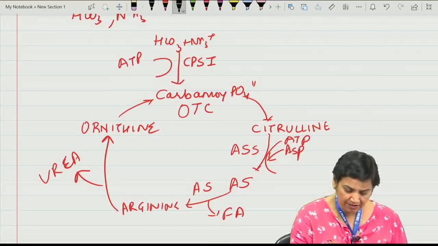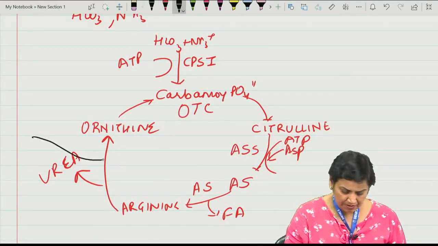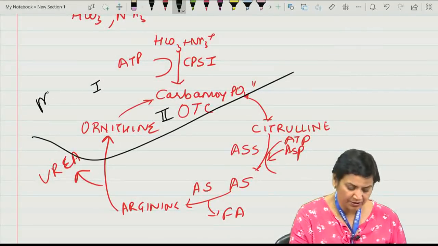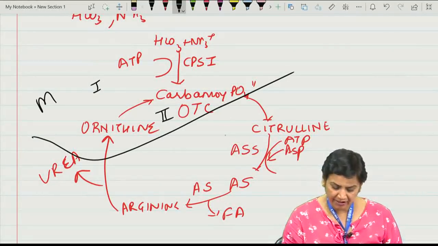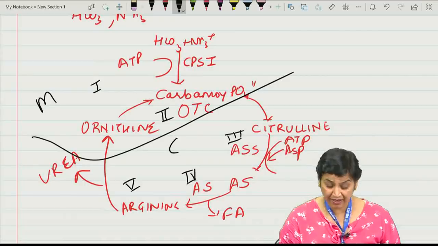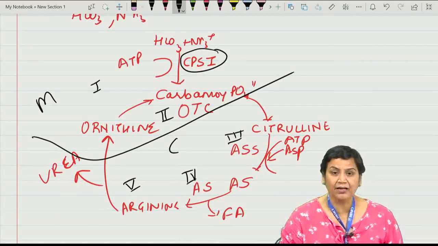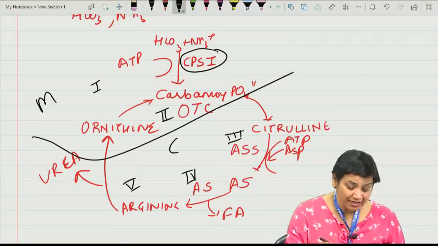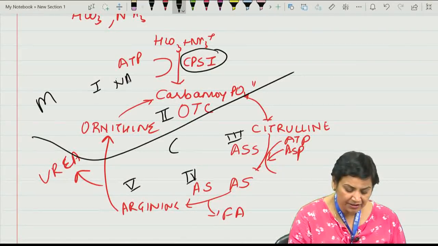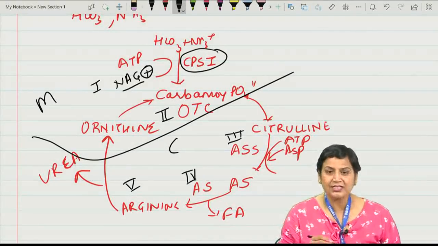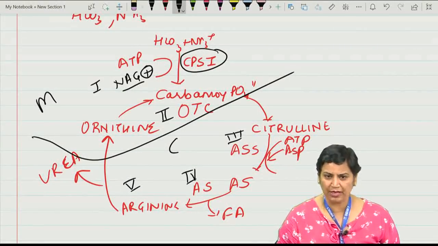Now see here, these first and second steps occur in the mitochondria, and the third, fourth and fifth steps occur in the cytosol. One important thing, CPS being a rate limiting enzyme is allosterically modulated by NAG, N-acetyl glutamate. So these are some of the very important points of the urea cycle.